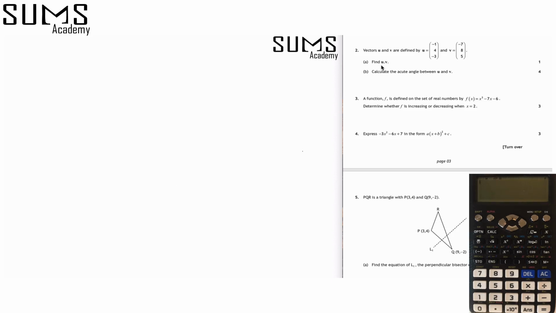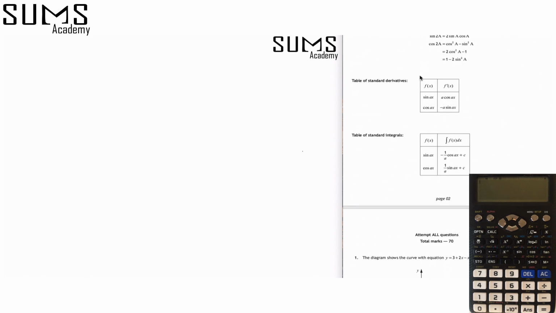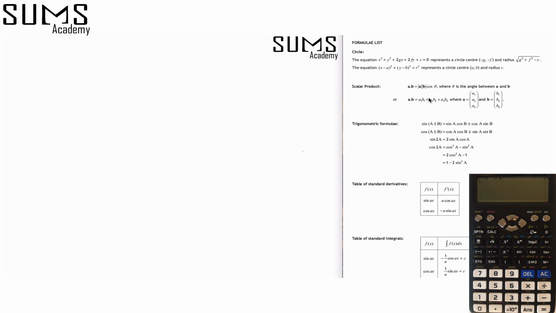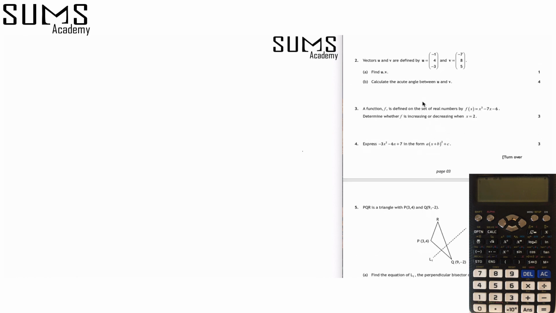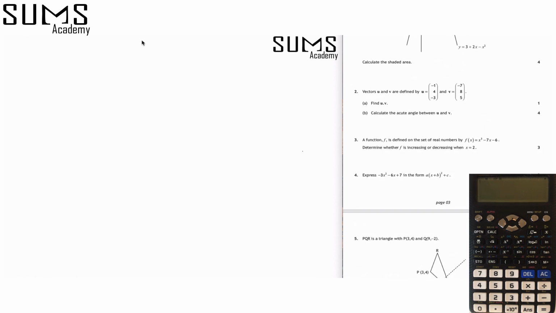So in question 2, we're told vectors u and v are defined by u = (-1, 4, -3) and v = (7, 8, 5), and we're asked to find u dot v. So this is just a scalar product question. We're given the formula for the scalar product here, so we're just going to use that to solve this question down here.